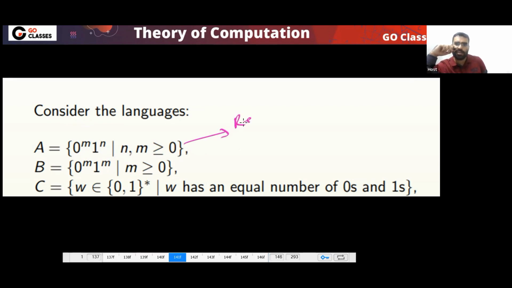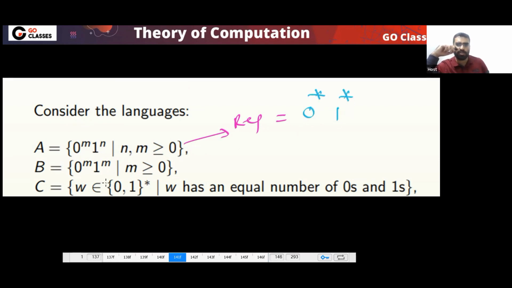This language is definitely regular because actually this is A star B star. This is regular. This is ultimately A star B star: any number of A followed by any number of B. Basically, I can say 0 star 1 star. This is your language, 0 star 1 star.